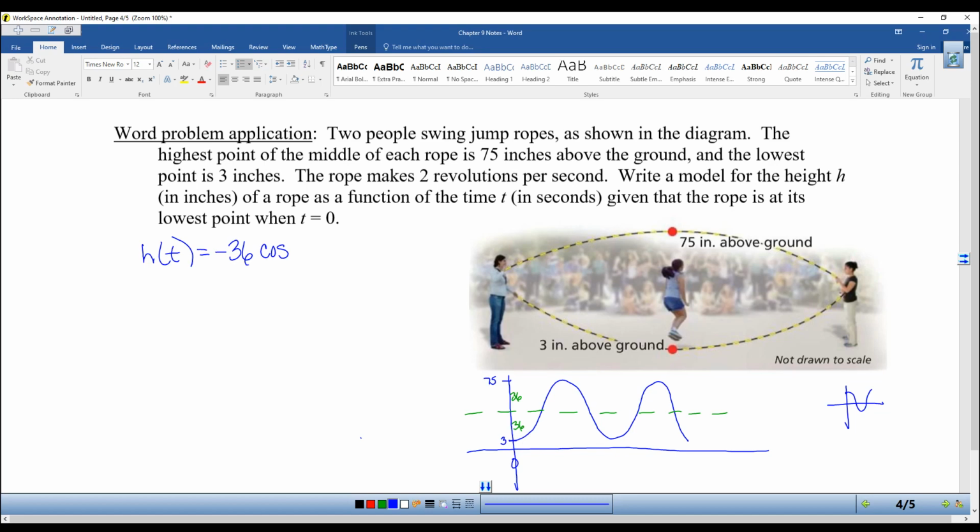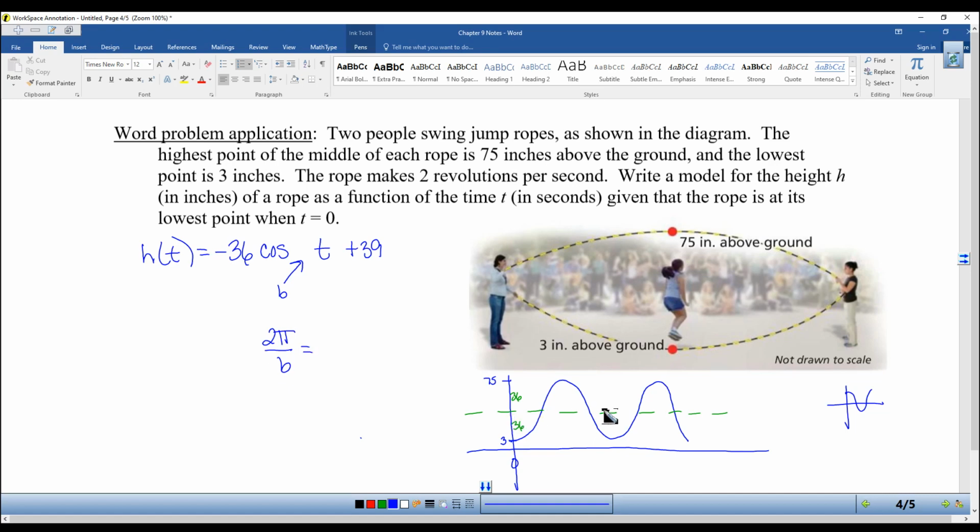And because the midline isn't the x-axis, the whole graph has been shifted. How much? Well, this 3 and then this 36. So it's been shifted 39. So all I have left is to get this b. Remember that 2 pi over b is equal to the period.